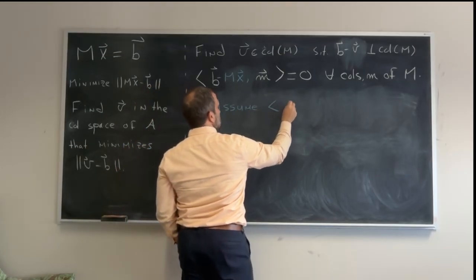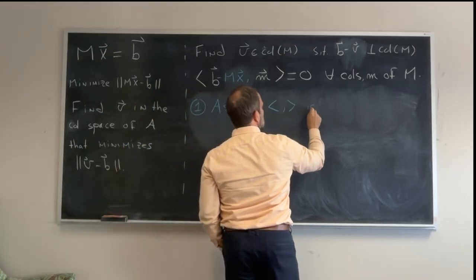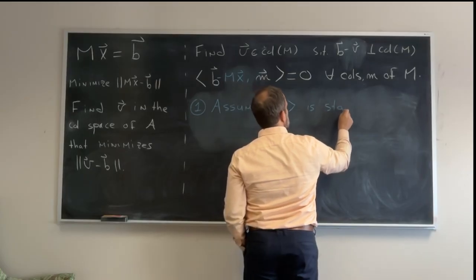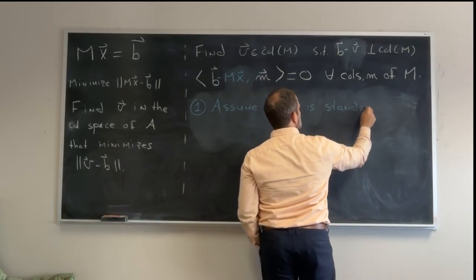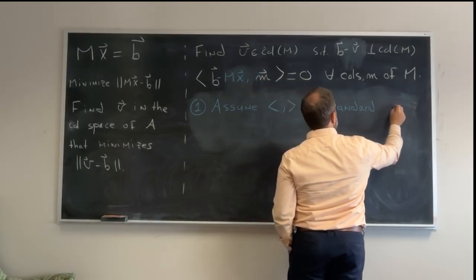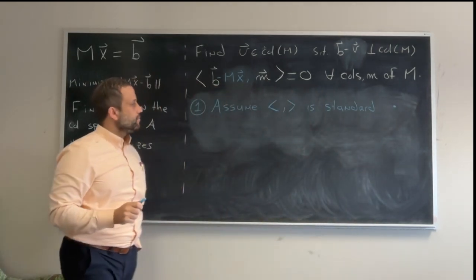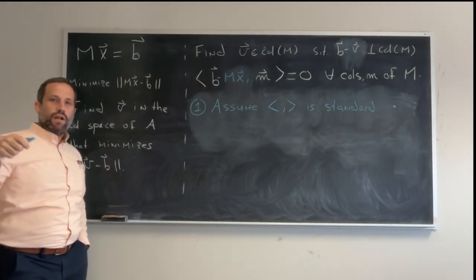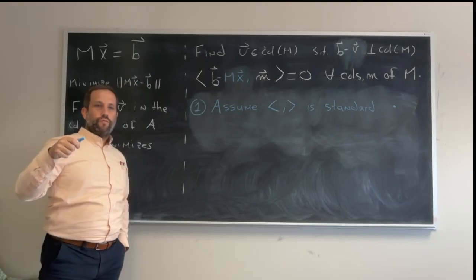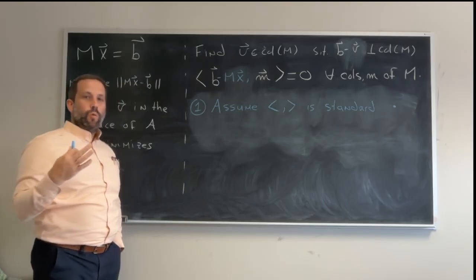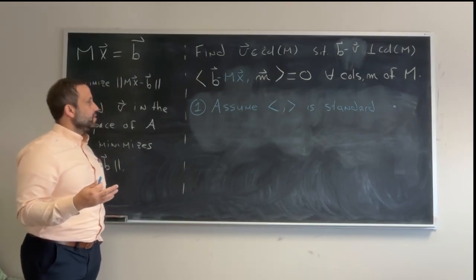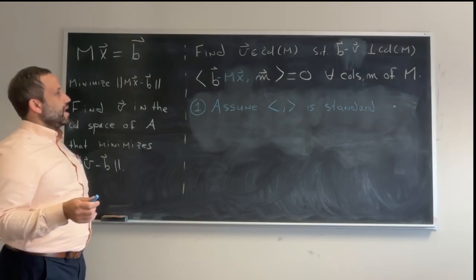that the inner product is the standard dot product. Okay, so let's just look at this case, and then I'm going to show you how we can modify this to make it work for when this isn't the case. Because remember, we need to do this in different generality. Okay, so assume that that is a standard dot product.